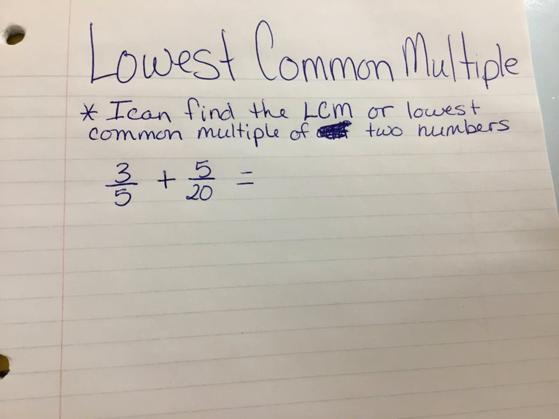So here's an example of when we might use lowest common multiple or least common multiple. I have two fractions here. I have 3/5 and I have 5/20. I want to add them. We haven't got to the part where we're going to add them yet, but we're working on this part right here. Before I can add anything, these have to be in common terms.